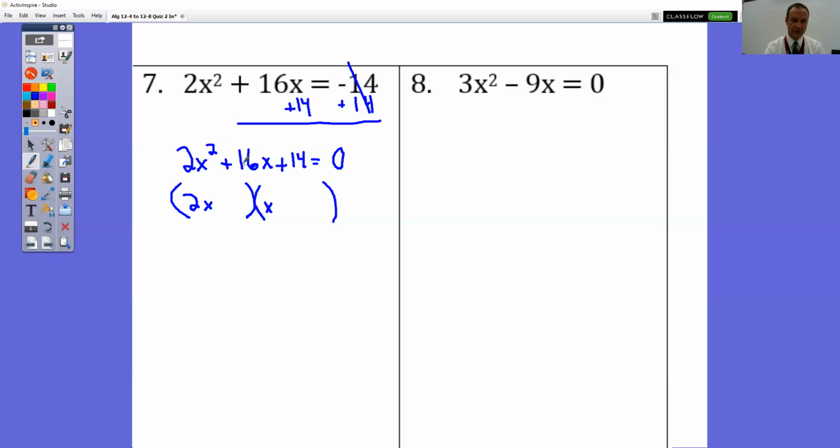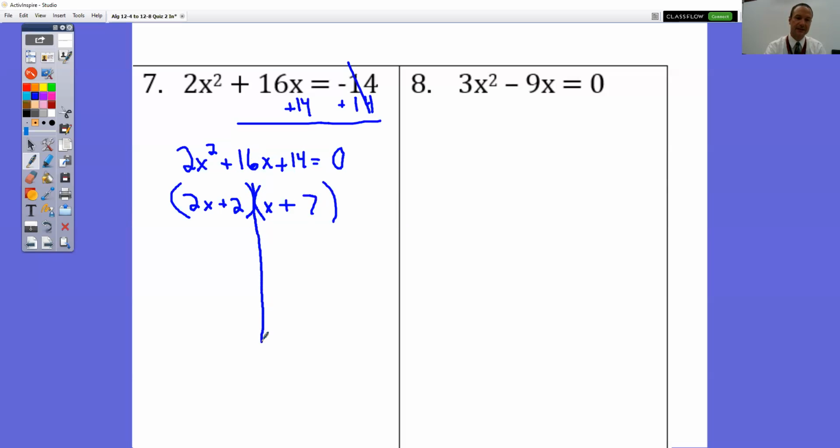So what times what is 14? It is 7 and 2. But we have to be careful where we put the 7 and where we put the 2. By putting the 2 there and putting the 7 there, we're doing 2 times 7, which is 14, plus 2, which gives us 16. If we put those reversed, we'd have 2 times 2, which is 4. 4 plus 7 does not give you 16.